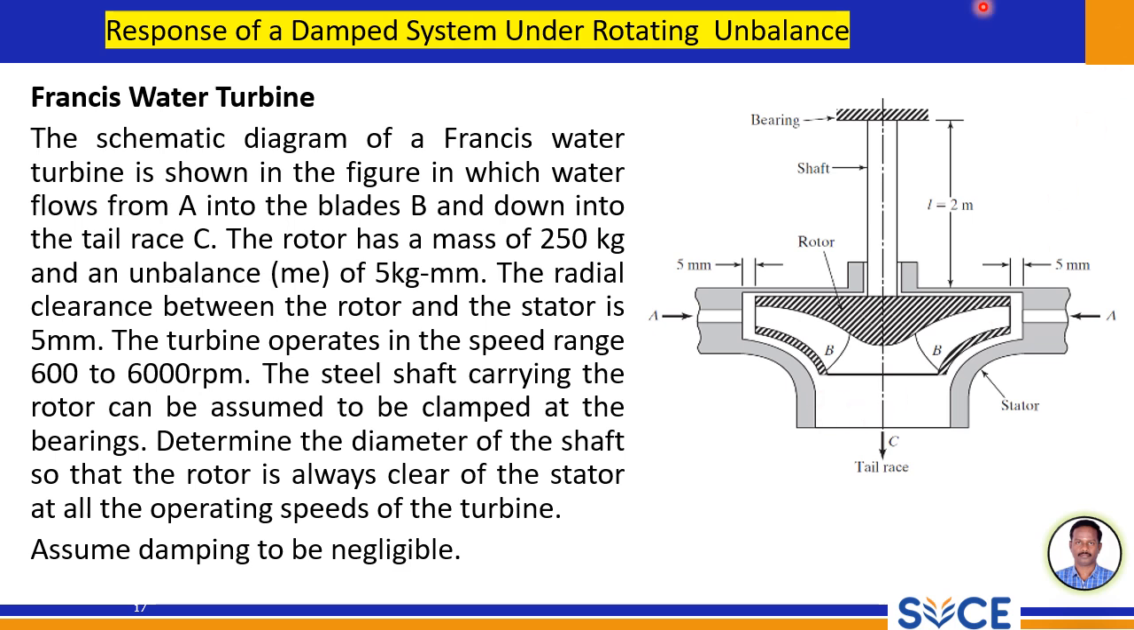For simplicity, we will assume damping is negligible. This means we are focusing solely on the stiffness of the shaft to control the vibration amplitude. In essence, we need to find a shaft diameter that will provide sufficient stiffness to limit the rotor's vibration amplitude to less than 5 mm, preventing contact with the stator at any operating speed. To solve this, we will need to analyze the shaft's deflection under the influence of the unbalanced force. We will use principles of vibration analysis and beam deflection to determine the required shaft diameter.